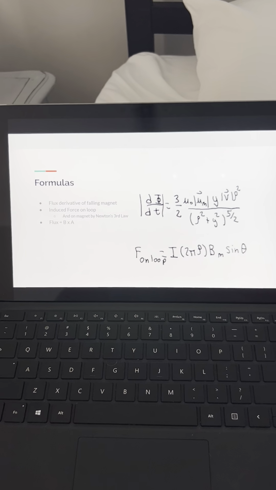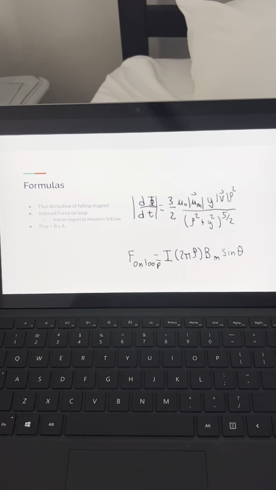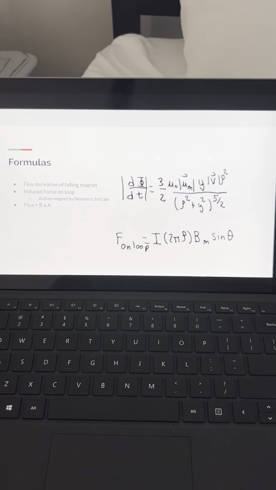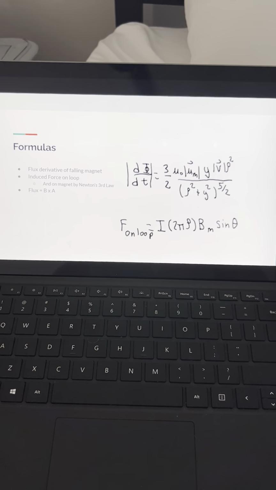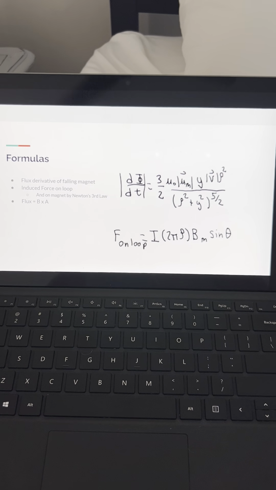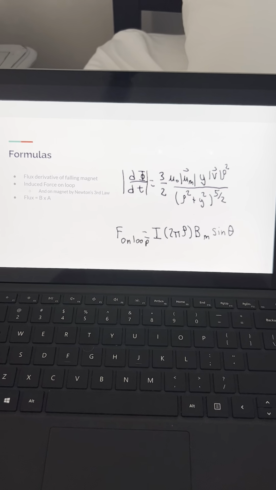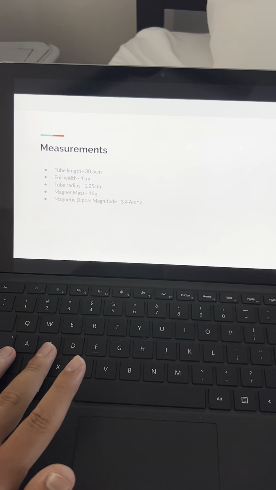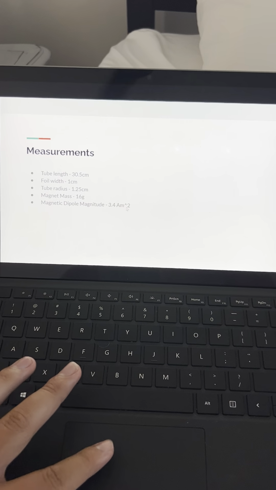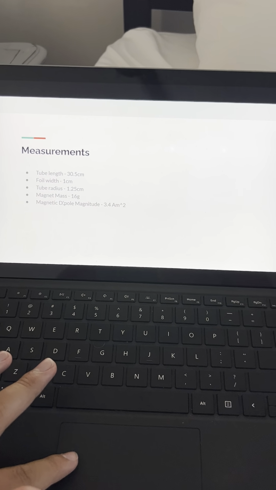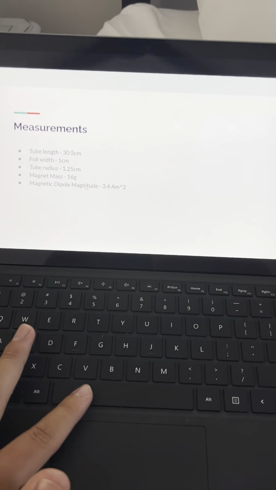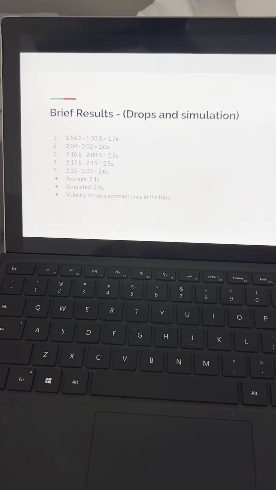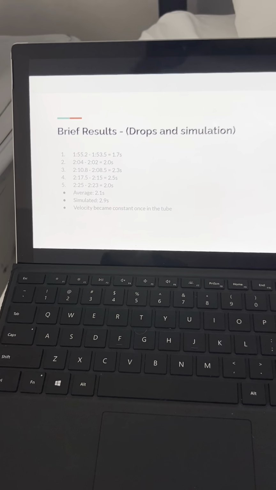So these are some formulas we need: the derivative of flux of a falling magnet, and then the force of the magnet on the aluminum foil, because that was going to ultimately be the force of the aluminum foil on the magnet by Newton's third law. So these are the measurements of the aluminum foil on the magnet. Magnetic dipole magnitude came from experiment 3. So our brief results: we averaged 2.1 seconds falling in real life, and we simulated 2.9.